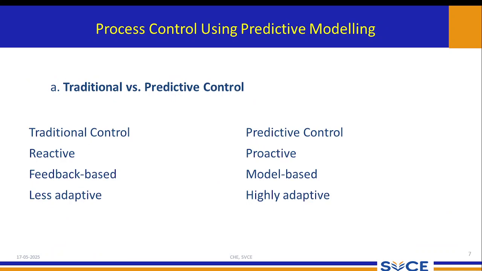Coming to traditional control, what we are using in a process control lab is a reactive, traditional control. We are using a DCS system, a distributed control system, which is feedback based and less adaptive. Whereas in predictive control, by using model predictive control and its algorithm, it is very proactive and model based, not feedback based. The model will try to adjust itself according to the data and adjust the other parameters, so it is highly adaptive.